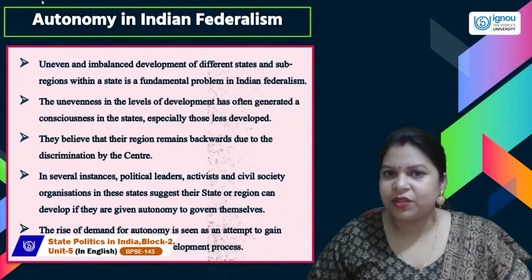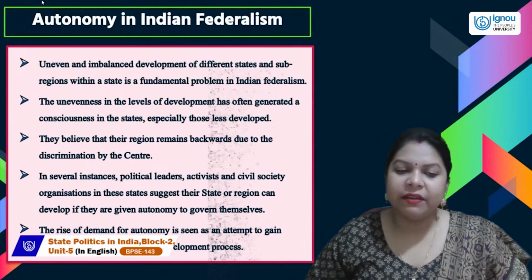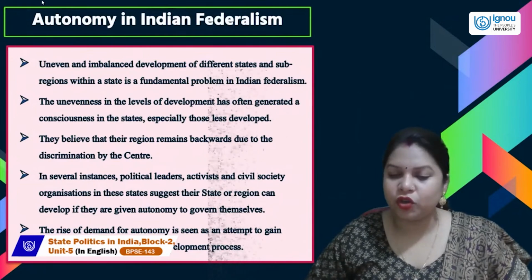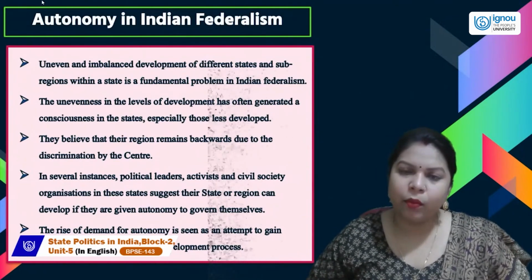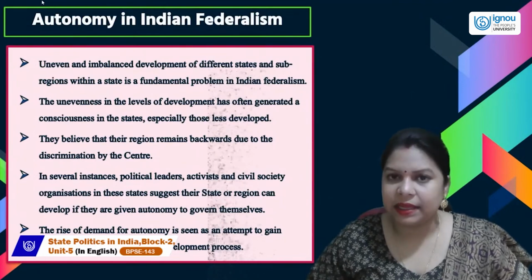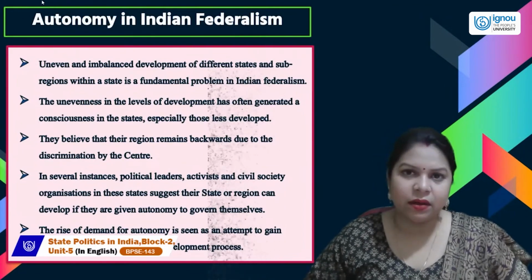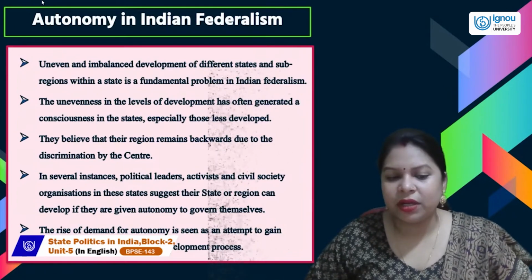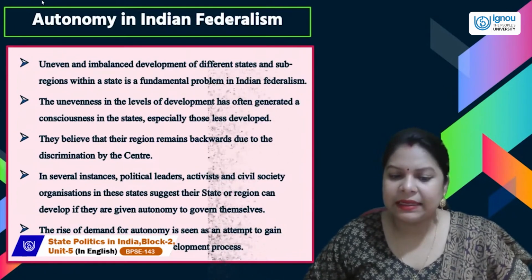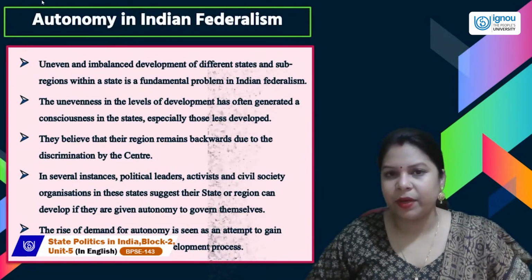So these states who are lagging behind, who remain backwards, feel that if they are given autonomy, they can perform better, and they can be more developed like the other states, because according to them there is discrimination done by the center among the states. So this gave rise to the demand for autonomy, and it is seen as an attempt to gain control over the resources and development process.